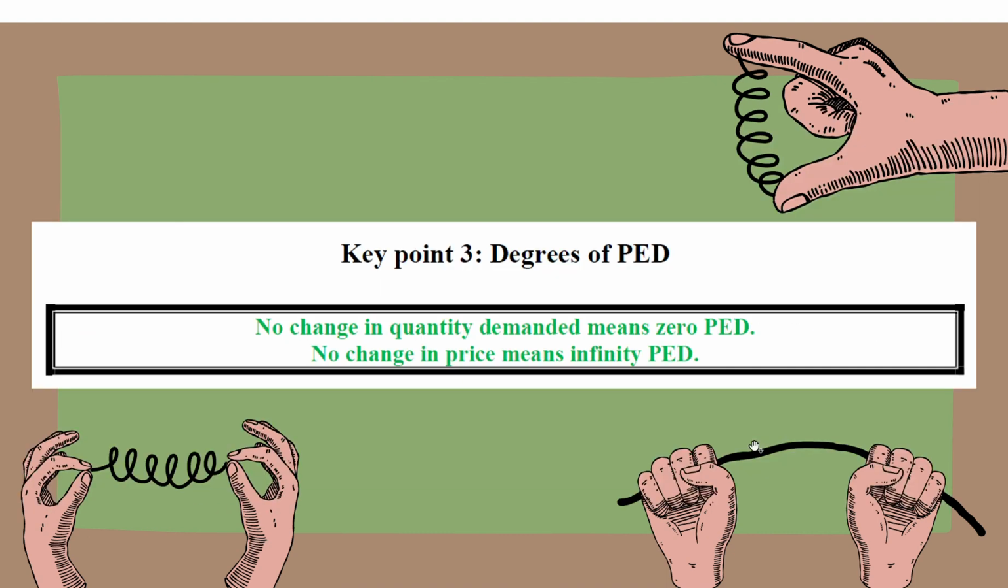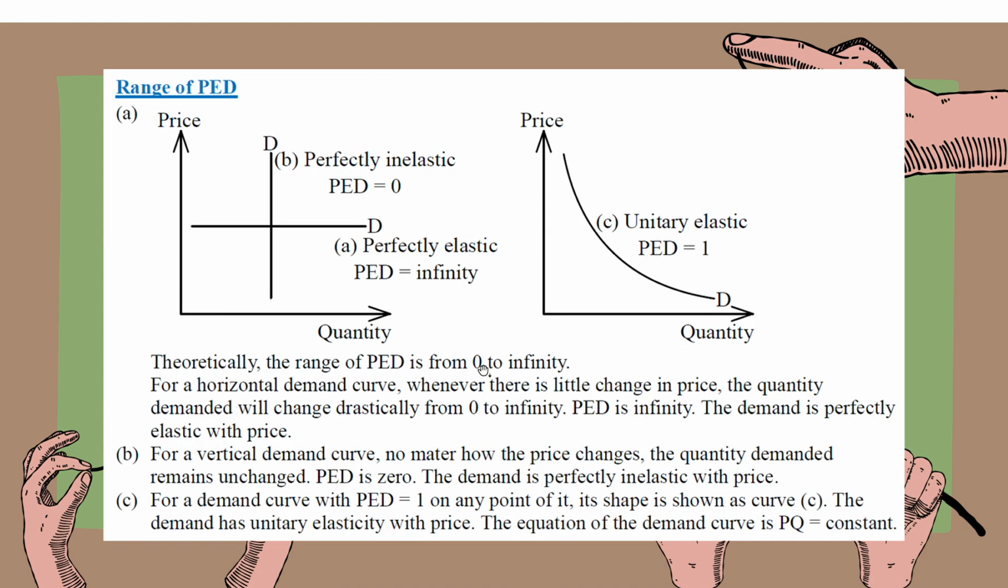Just relax. Now the degree of price elasticity of demand. Look at two cases. No change in the quantity demanded means the numerator is 0, so PED is 0. No change in price means the denominator is 0, so PED is infinite. What is the shape of the demand curve? No change in quantity demanded, no change on the horizontal axis: a vertical line. No change in price, no change in the vertical value: a horizontal line. Yes, you got it. Well done.